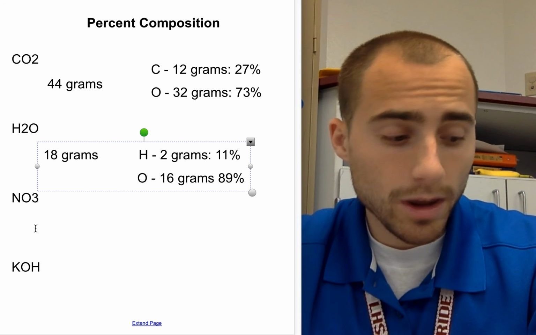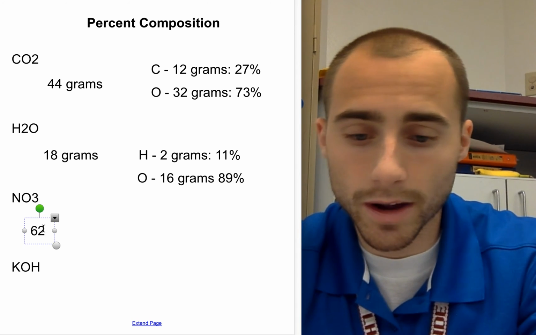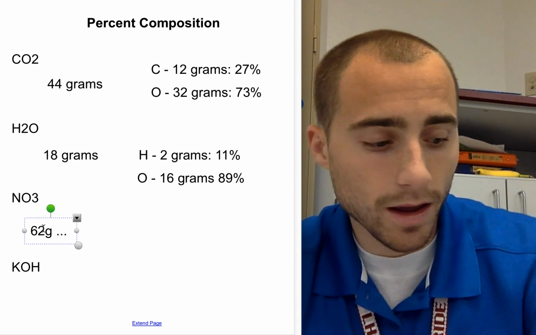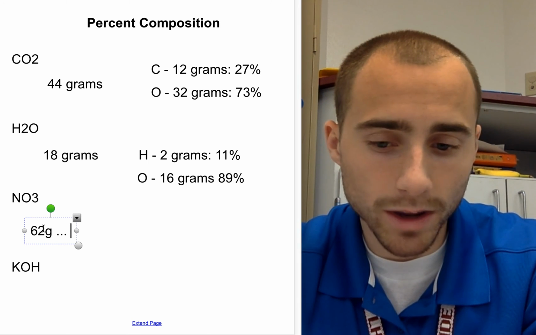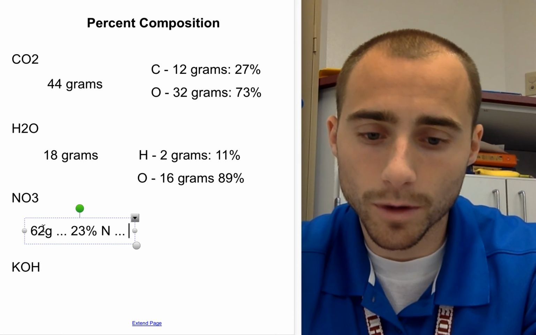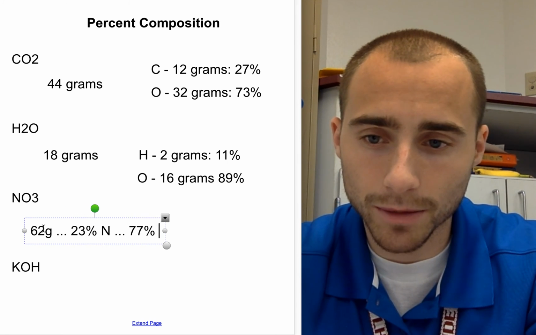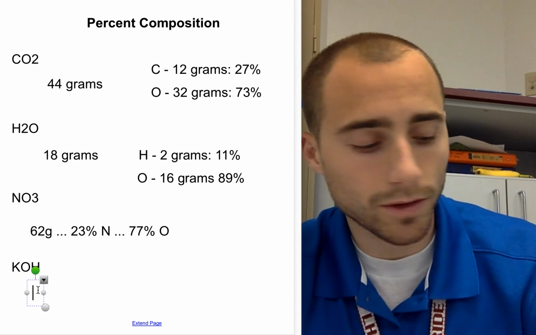First one, NO3, the total molar mass is 62 grams. About 23% of that comes from nitrogen, and therefore about 77% of that comes from oxygen. If you're getting the wrong answers, then let me know.